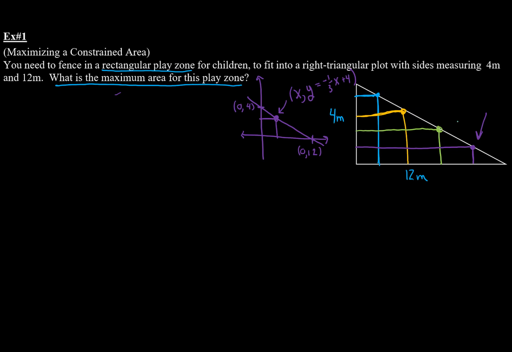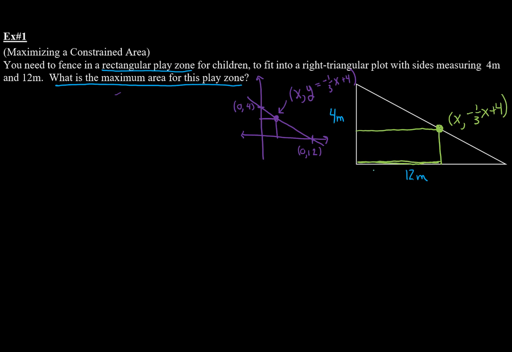All right, now let's consider this play zone. So I'm going to erase all of my play zones but the green one. So imagine this is bouncing along and y is equal to -1/3 x plus 4. And as I drag it around, this is going to be my rectangle. Well, what are the dimensions of that rectangle? So how wide is it?